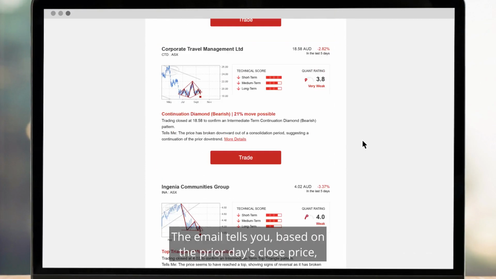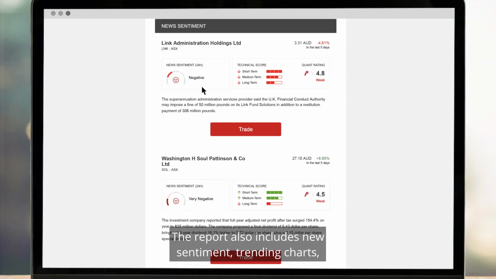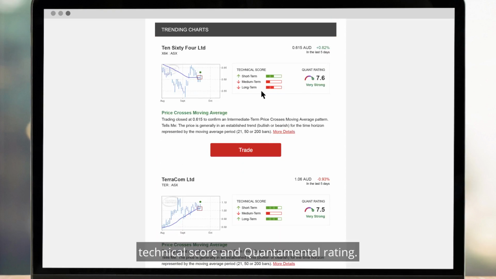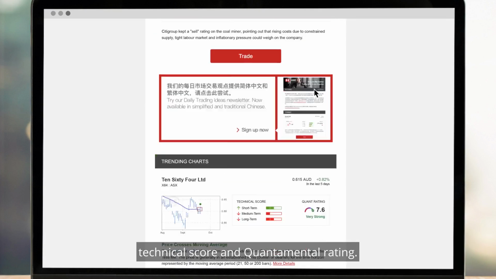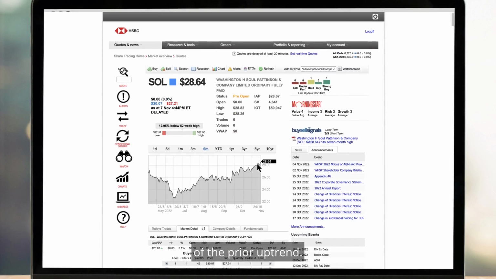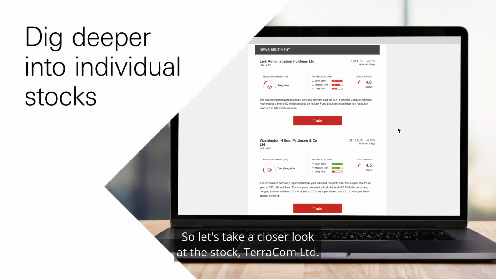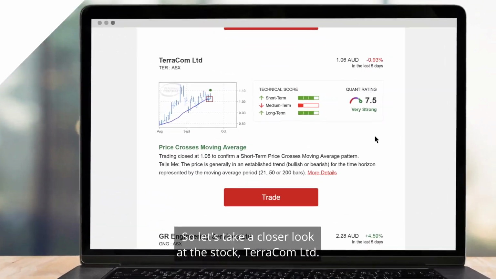The email tells you, based on the prior day's close price, what trend pattern has formed according to analysis provider Trading Central. The report also includes news sentiment, trending charts, technical score, and quantamental rating. This report suggests the stock will move higher, that it is in a bullish trend, suggesting a continuation of the prior uptrend. This coverage tells us the stock is trending lower in a bearish trend, suggesting a continuation of the previous downtrend. So, let's take a closer look at a stock, Telecom Limited.